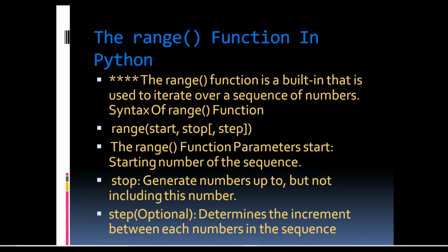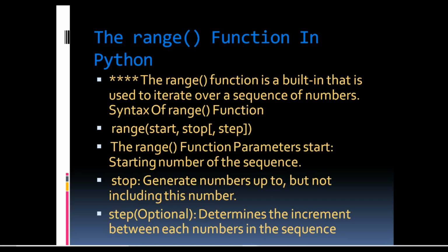The range function takes three values: first start, second stop, and third, step. Step means skip values, how the step you want to take in your output. The range function parameters are: start, the starting number of the sequence; stop, which generates numbers up to but not including this number; and third, step, optional, which determines the increment between each number in the sequence.